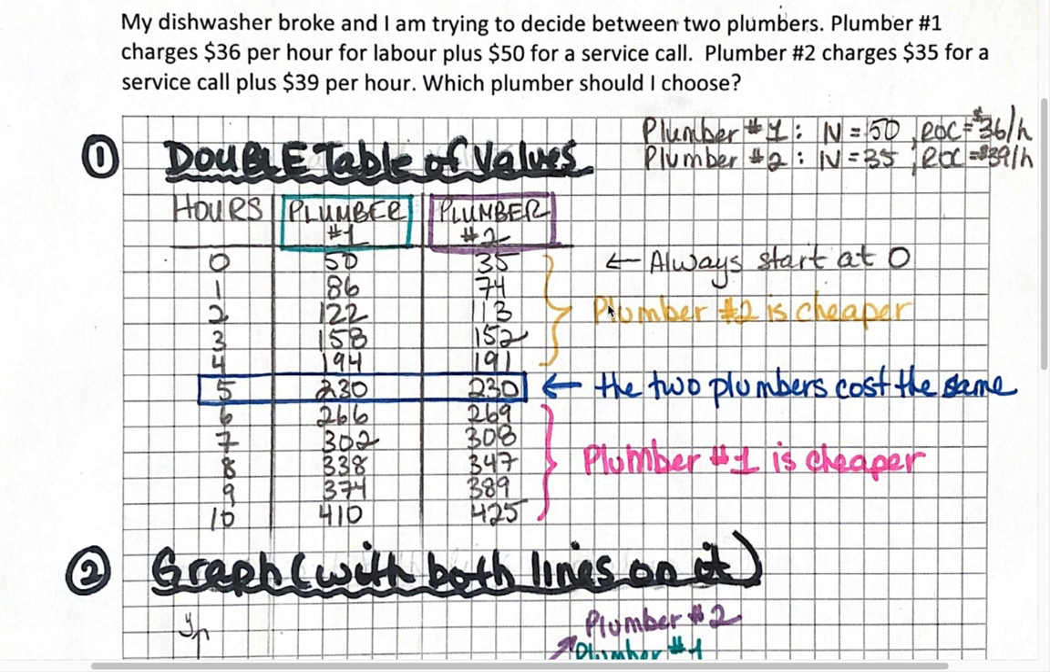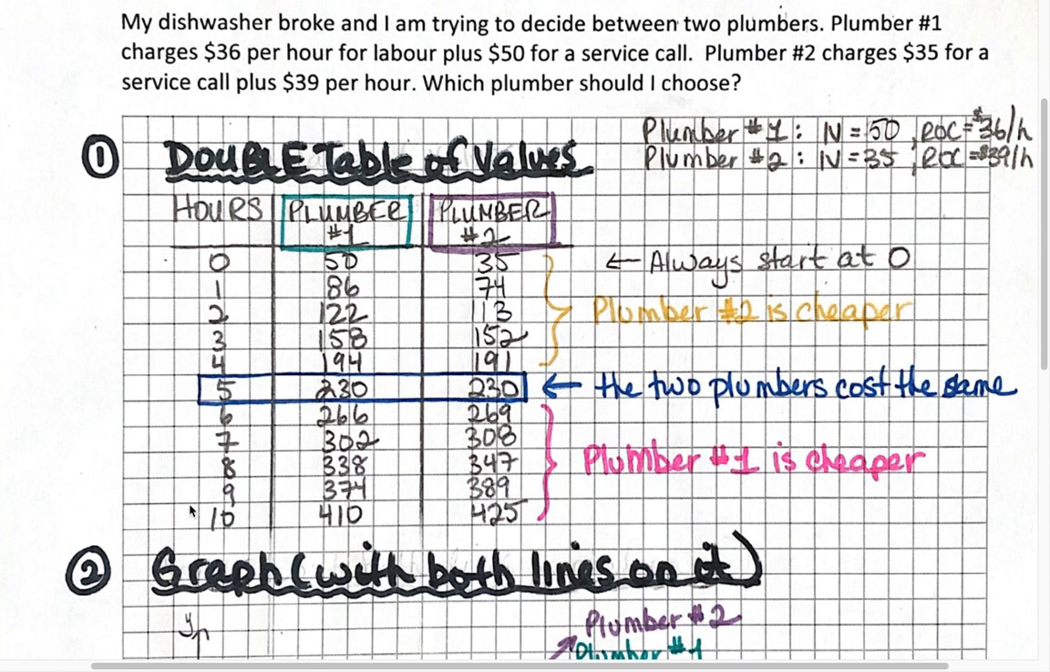So I want to analyze this information in detail and do it in a way that I can compare the two plumbers and what the costs are going to be in connection to each one. The first thing that I always do is think about it in a table of values, and I like to create a double table of values so that I can see side by side how the costs compare. I know that I've got two things that I'm looking at: the number of hours that they're going to come for, and the cost. So my independent variable is the number of hours. That's what I'm in control of, and that's what the cost of each plumber is going to depend on.